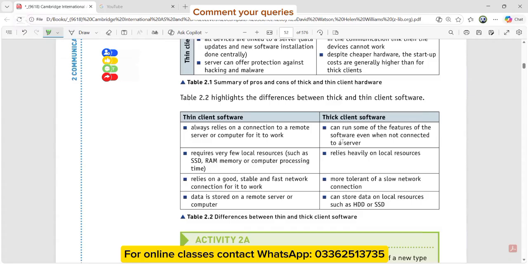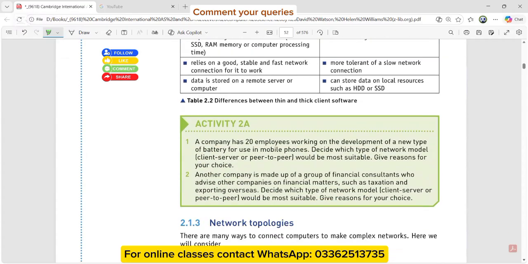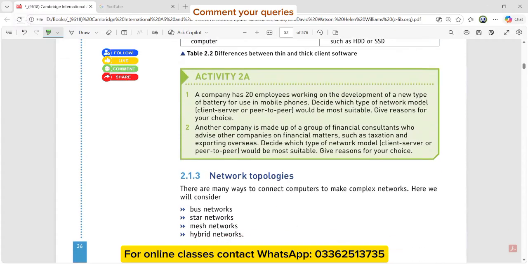And a thick client software can run some of the features of the software even when not connected to a server. For example, MS Word. It relies heavily on local resources, is more tolerant of a slow network connection, and can store data on local resources such as hard drives or SSDs. So that was a brief discussion about this whole topic, and then we are going to continue with topologies, etc.